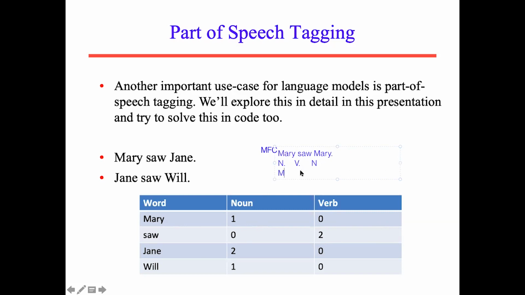But if I do something like a Mary saw, as I said, I'll get a noun, a verb, and a verb, which will be very hard to interpret and even quite incorrect. So moving on, I hope everybody is clear with how the most frequent class tagger is working in this case.